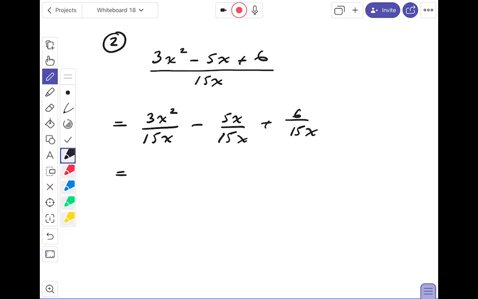Now, the first one, it does reduce. That's all we're looking for. 3 goes into 3 once. It goes into 15 5 times. And certainly x squared divided by x, one of the x's would cancel off, left with an x on top. Minus, well, 5 goes into 5 once and goes into 15 3 times. All right. The x's cancel off, it reduces to 1. Okay. Plus, what do you get there? Well, I'm looking at the 6 and 15, and they have a 3 in common. That would be 2. That would be 5.